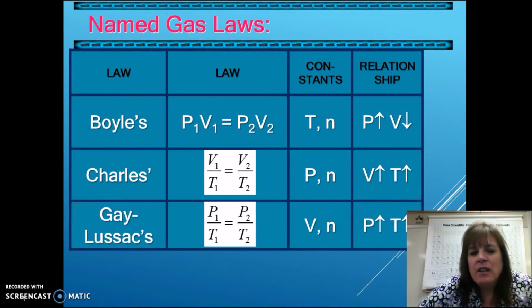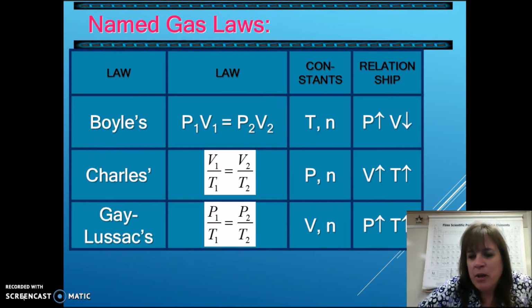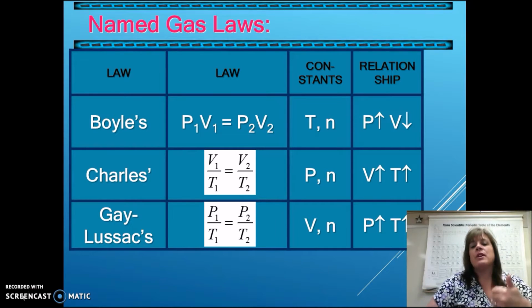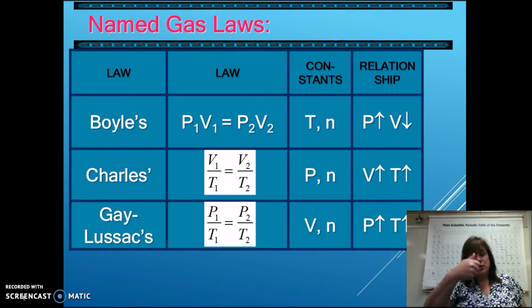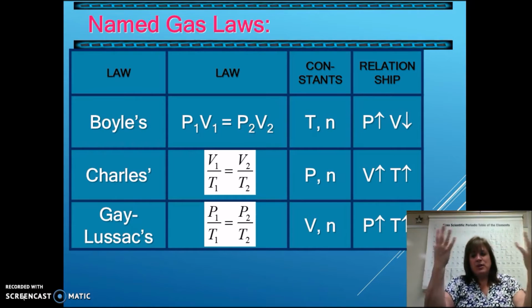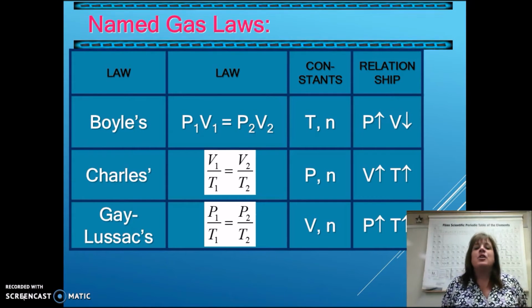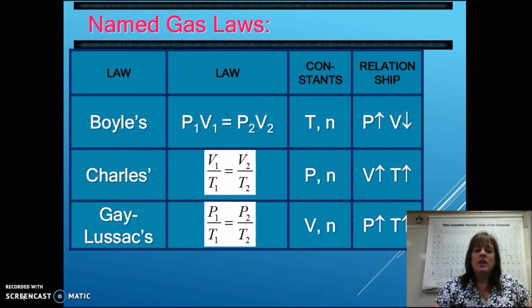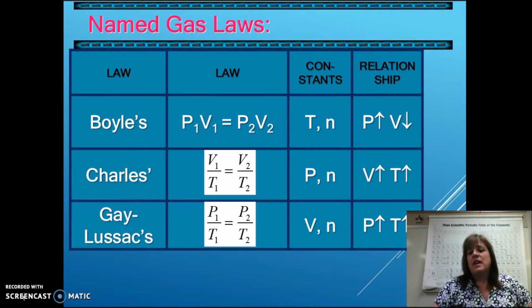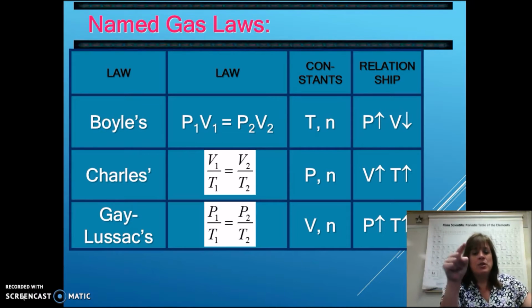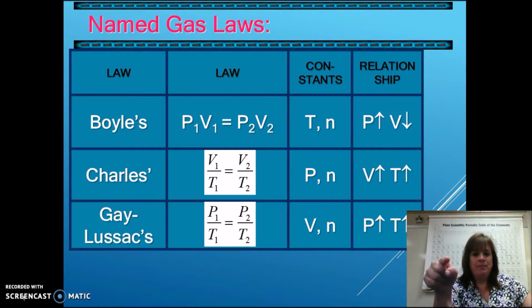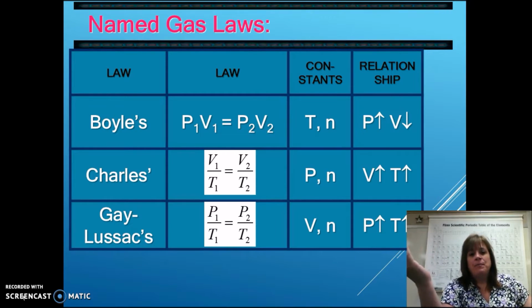Our last law, Gay-Lussac's law. He studied the effect of pressure and temperature, and he found that this is also a direct relationship: as pressure goes up, temperature goes up, or vice versa. Usually we change the temperature. So he found that pressure divided by temperature at one condition is equal to pressure divided by temperature at another condition. And again, that's absolute temperature, temperature in Kelvin. And again, our constants would now be volume and amount.